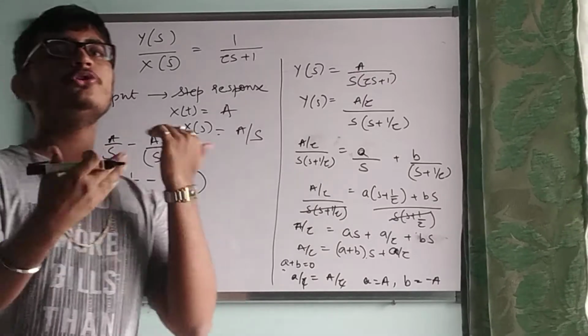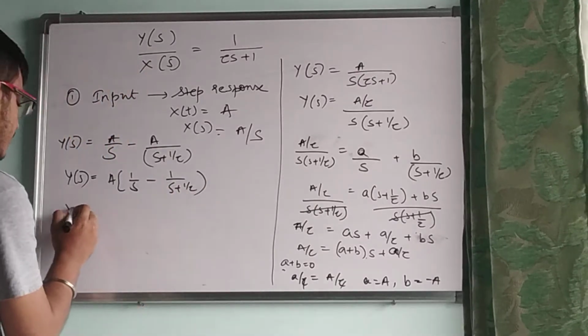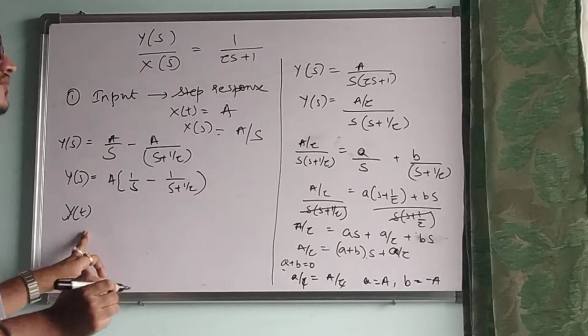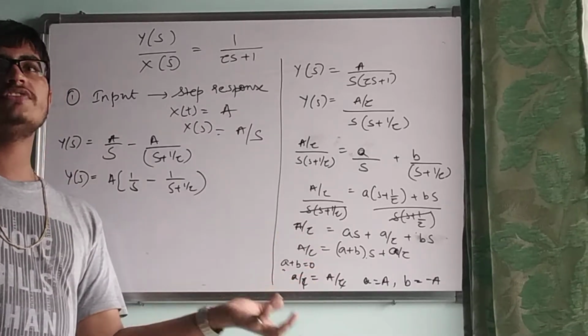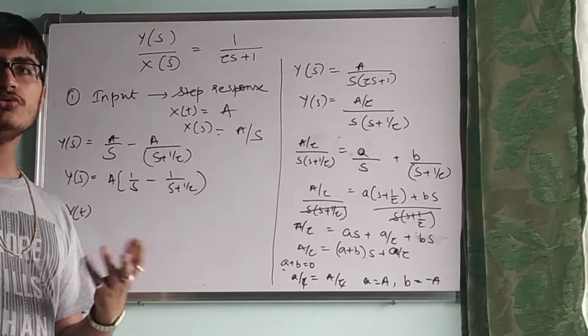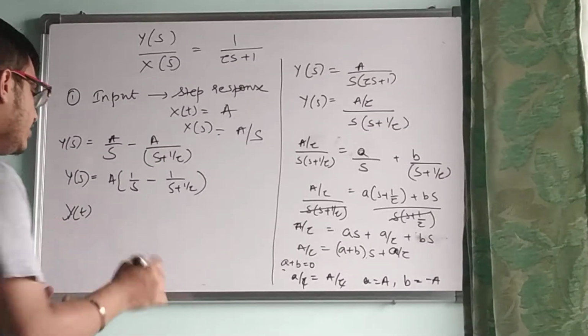Now what kind of output do you get? You have to find Y(t). The input is a step input, so that is nothing but x(t) is equal to A. Now you have to find what kind of output you get. So Y(t) you have to calculate.